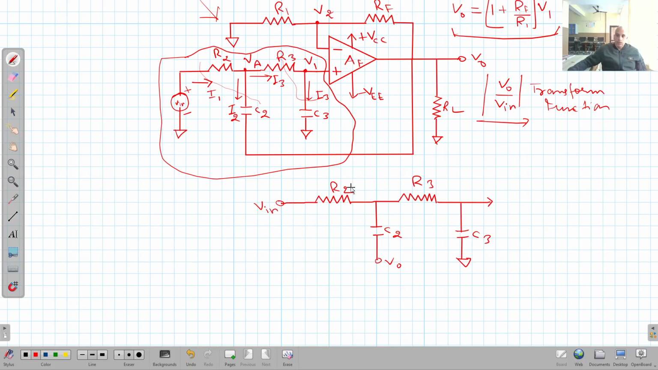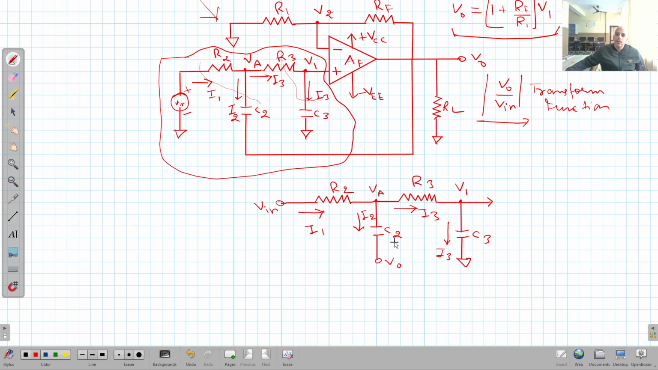Clear? Now this is the simplified diagram of this part of the circuit. Clear? Here this is node A, and the voltage at this node is VA. This is node 1, and the voltage at this node is V1. Clear? If I look at the different currents flowing in this circuit, then this is I1, this is I2, this is I3, and this is again I3.